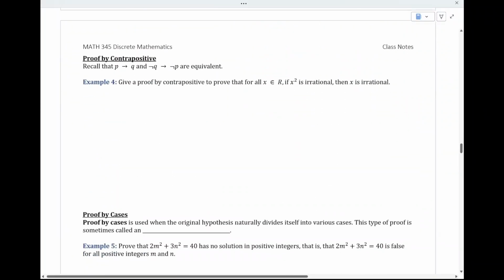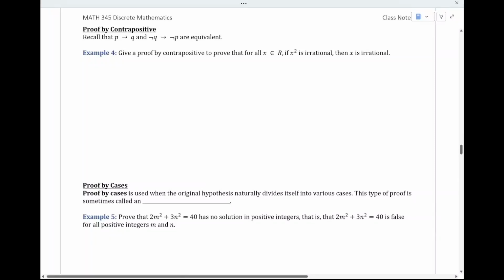Let's move on to our next type of proof, which is a proof by contrapositive. So recall the definition of contrapositive. P implies Q. The contrapositive is not Q implies not P. Sometimes P implies Q is difficult to prove, and it might be easier to prove not Q implies not P. So that's what we're going to try out here in example 4. Give a proof by contrapositive to prove that for all x in R, if x squared is irrational, then x is irrational.